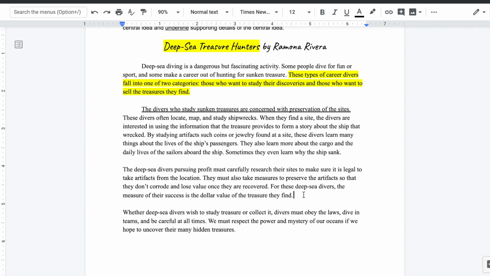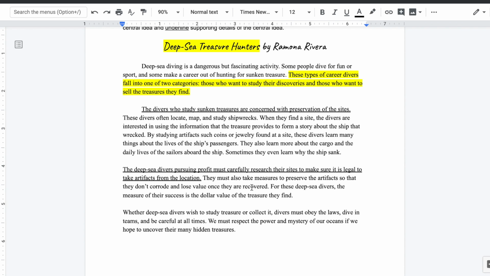So now we know that the gist of this paragraph is about the deep sea divers that pursue profit. And so I'm going to highlight this topic sentence as well and underline it, because this again is another piece of evidence supporting my central idea that this passage is about the two categories of deep sea treasure hunters. All right, now I'm going to close it out.